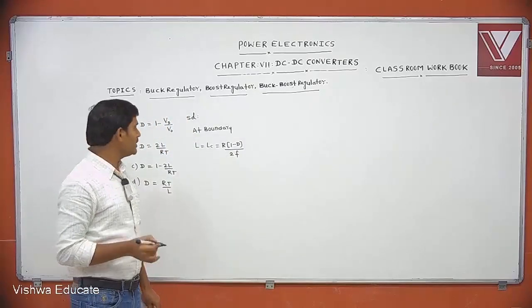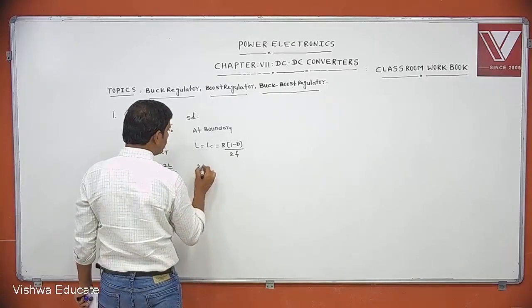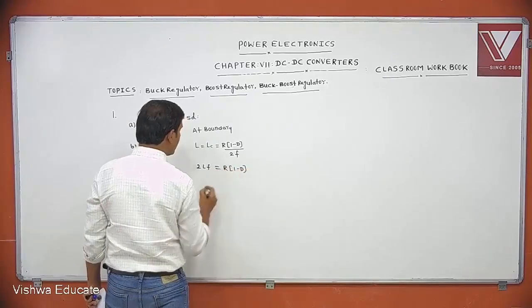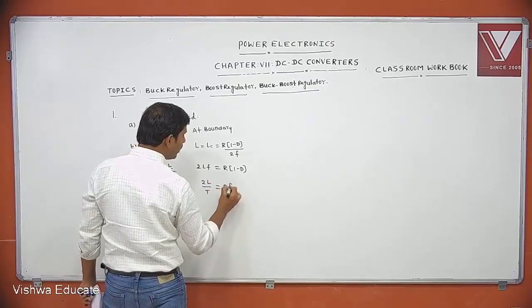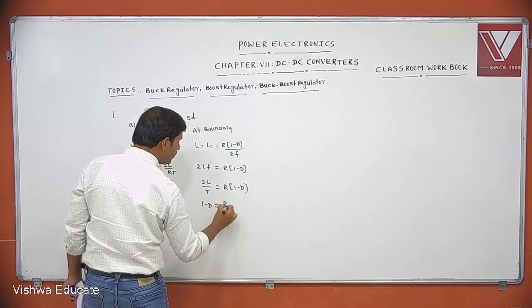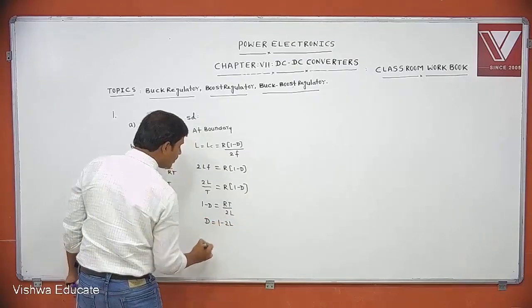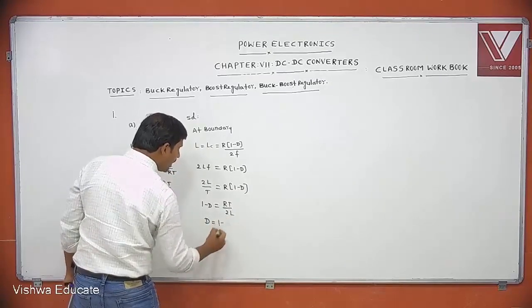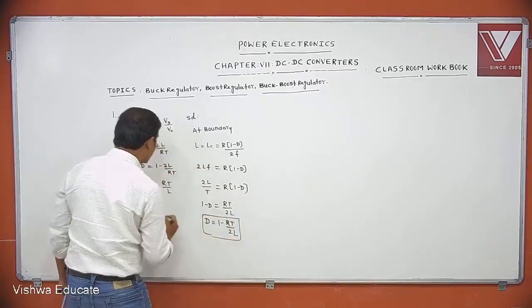This is derived at a boundary condition only. Can you solve like this? 2 into LF is equal to R into 1 minus D. Shall we write like this? 2L by T equal to R into 1 minus D. Now from this, what is 1 minus D equal to? RT by 2L. Then what is D equal to? D equal to 1 minus RT by 2L. This is the duty cycle at boundary condition.